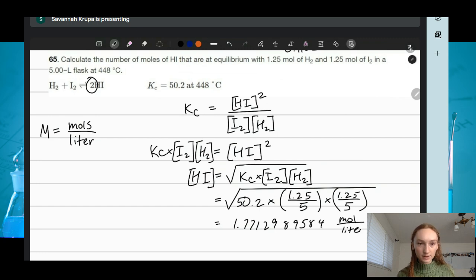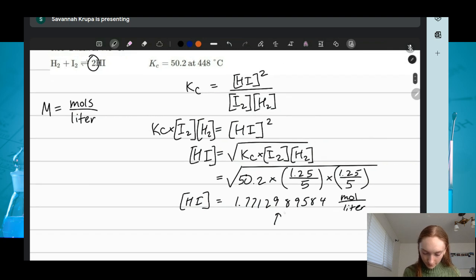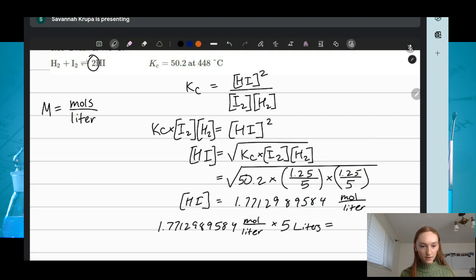And it did ask us to only find the moles of HI. So what we would have to do is take this value, 1.7712989584, and since it's moles per liter, multiply it by the liter amount, which is 5 liters, and then we will get an answer of 8.86 moles of HI. So that's how we solve this problem.